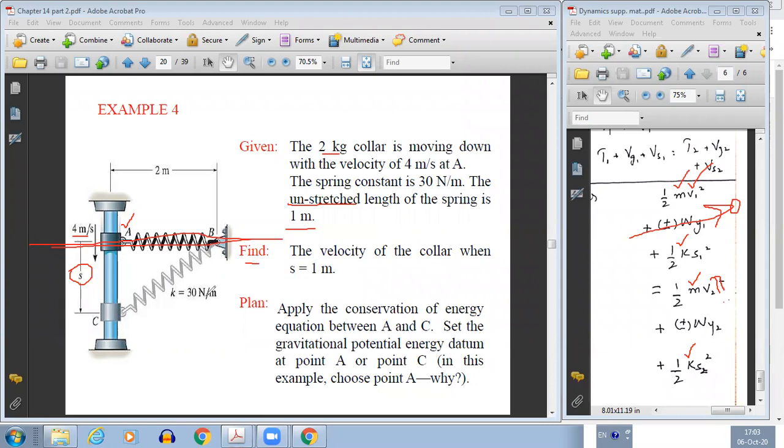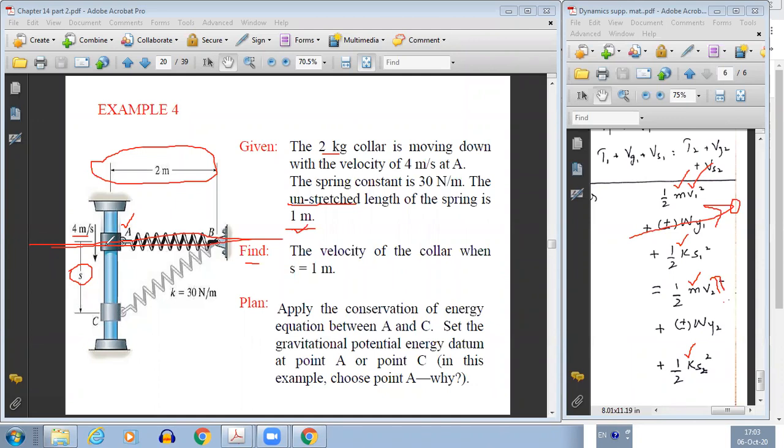You get it or not? No, it's not clear. Look, at A, what is the total length of the spring? Can you see here? 2 meter. And the unstretched length of the spring is 1 meter. If suppose the spring was not stretched, then the length of the spring is 1 meter. So at A, how much is the stretch? Out of 2 meter, 1 meter is the unstretched length, so the remaining is the stretch.